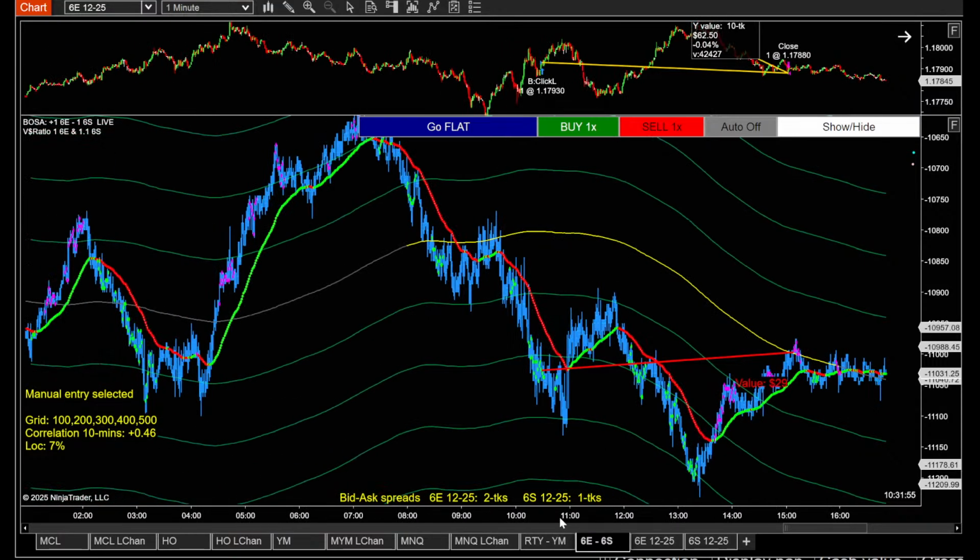I got in a little early, and really there should have been a second entry right here on this move back. So a push down away from this short-term moving average, hit the moving average and go long the spread. I took some heat. This should have been a good entry right here to go long again, and we want to get out at the moving average.